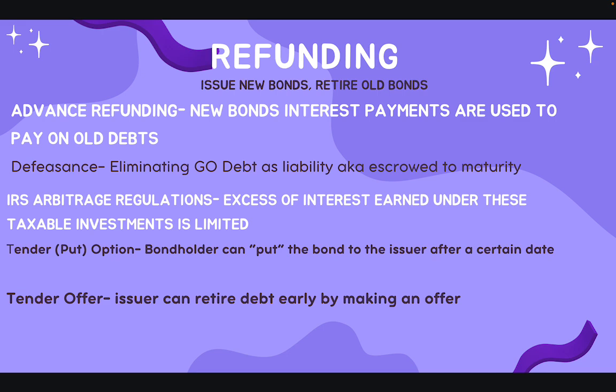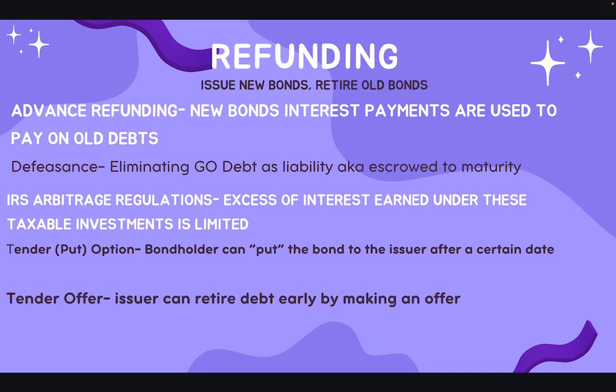Then you have tender, also known as a put option. The bondholder can put the bond to the issuer after a certain date. So they can basically say, hey man, you have to take this back. You have to pay me after a certain date. So the bondholder has that option.